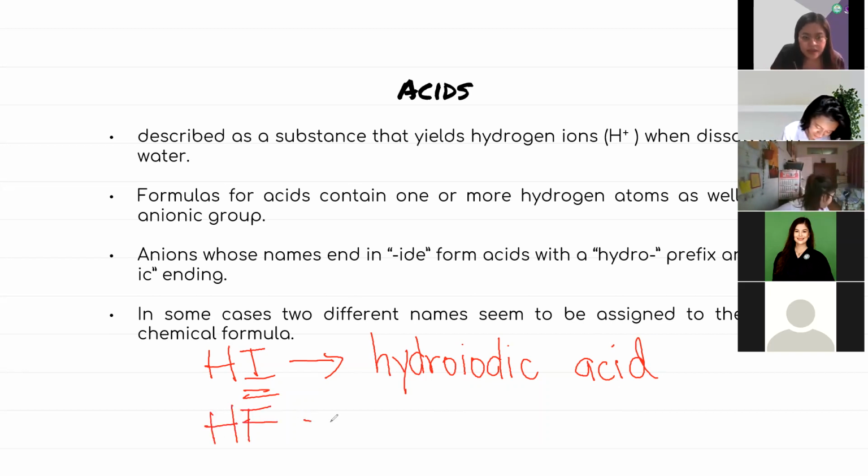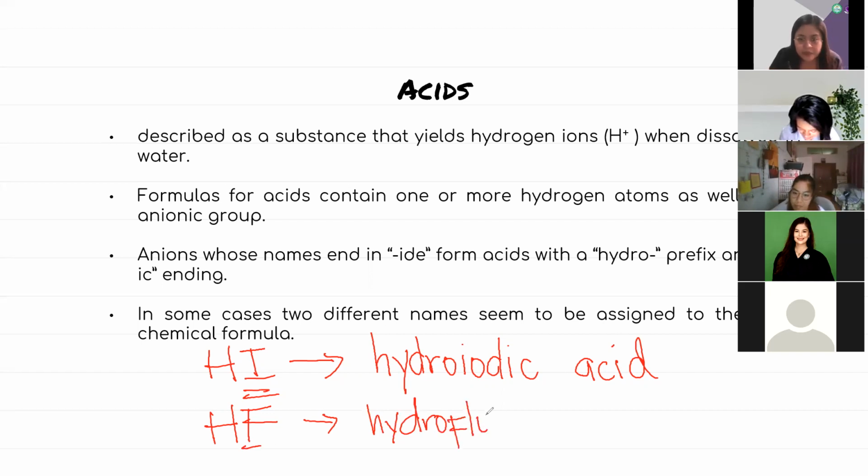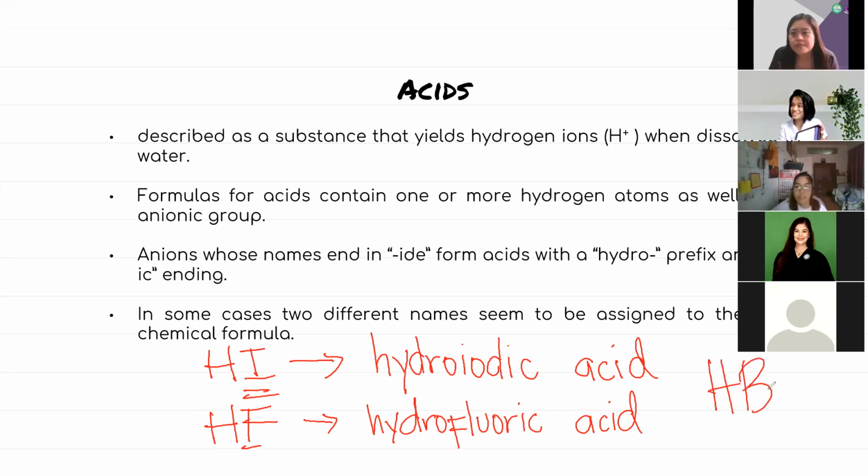Next, how about this one? Ano tawag sa kanya? HF. Hydrofluoric acid, ma'am. Okay, very good. This is hydro, and then fluoride, but instead of ending na IDE, gagawin mo siyang fluoric. And then, the word acid. That is also true for HBr, hydro, and then this is bromide here. So, gagawin mong IC ang ending niya. We call this hydrobromic acid. Okay, that is how you name.